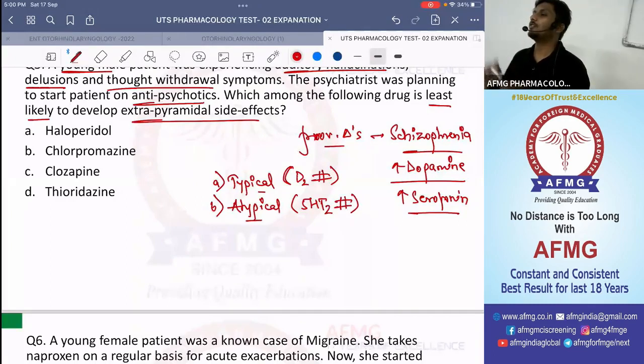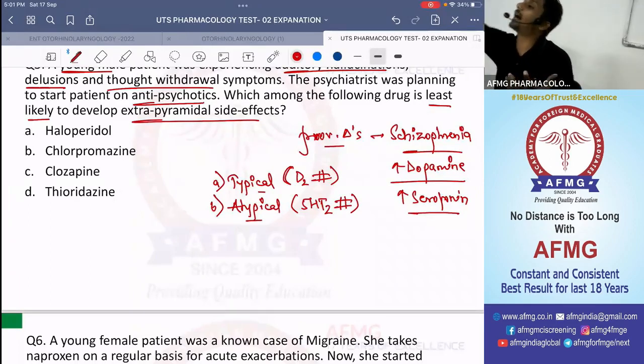Now, can anybody tell, if dopamine is decreasing, does the patient start having extrapyramidal side effects? Yes. If the dopamine decreases a lot, then definitely the patient can even develop Parkinsonism-like features. And this one is due to some other drug. Therefore, it is called drug-induced Parkinsonism. Okay, that is the first symptom.